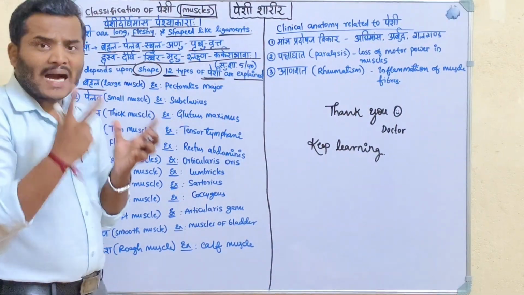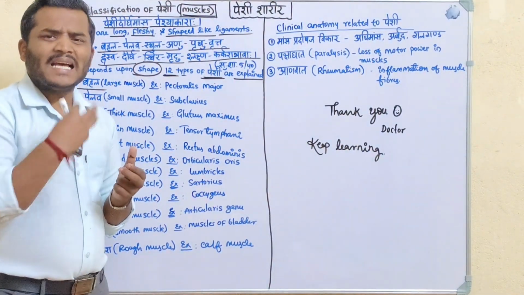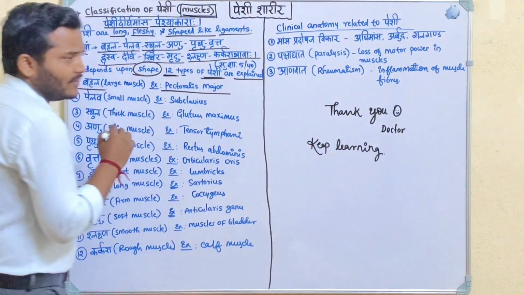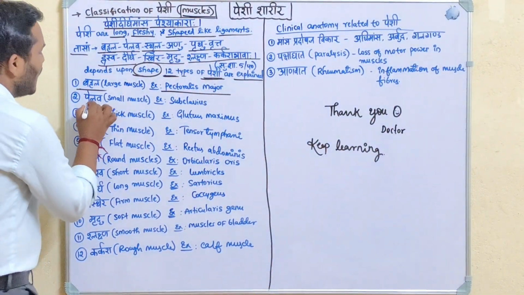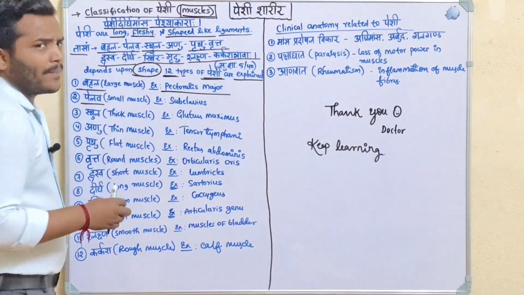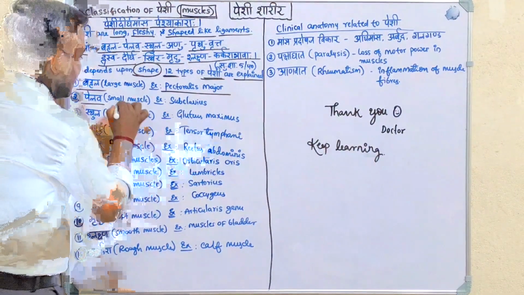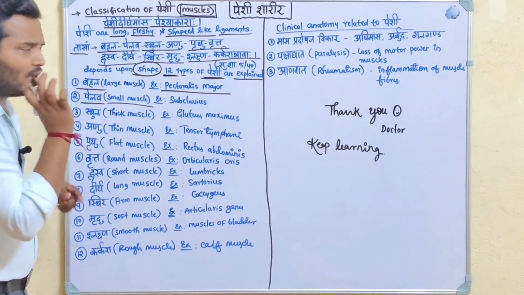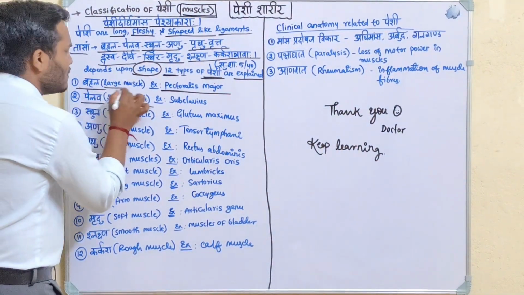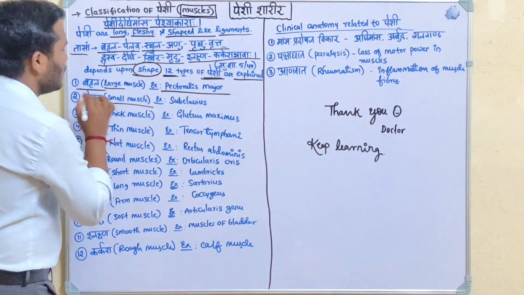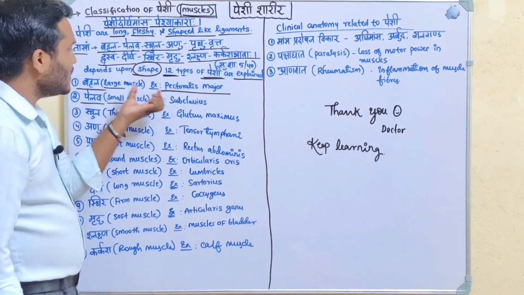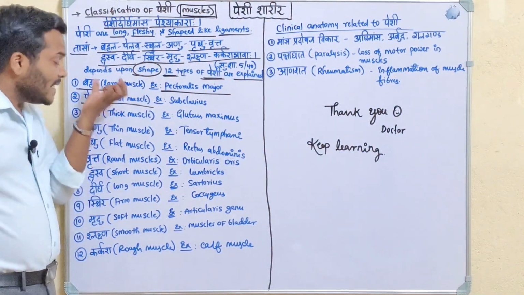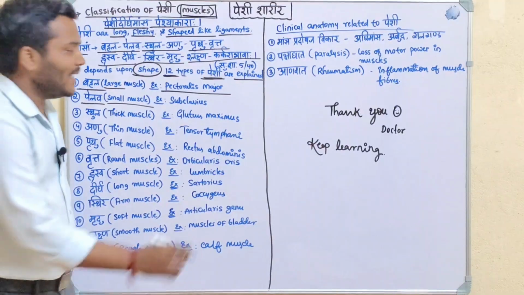Bahala means large muscle. One example is pectoralis major, and pelava means small muscle. Bahala and pelava are opposite to each other. Okay, bahala is a large muscle and pelava is small muscle. One example for large muscle is pectoralis major. One example for small muscle, that is subclavius.